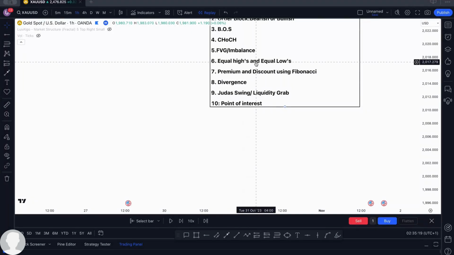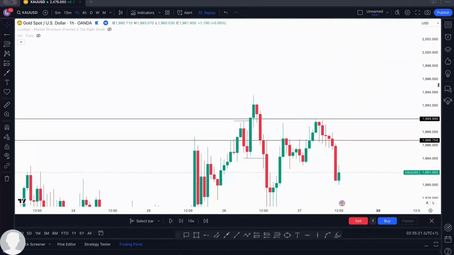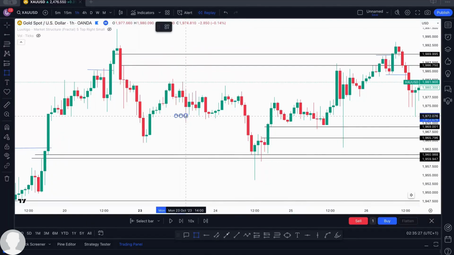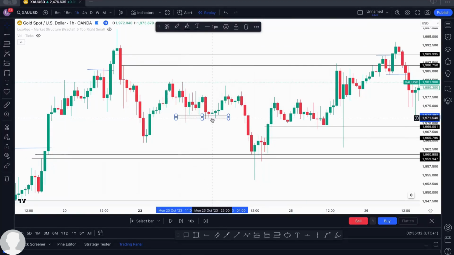So we have equal lows and equal highs. How do we know equal lows and equal highs? Let me look for a range for you. This is an equal low. You can see this is an equal low. Market retested those zones twice. 1, 2. There was a retesting there twice, which market took out in form of liquidity.